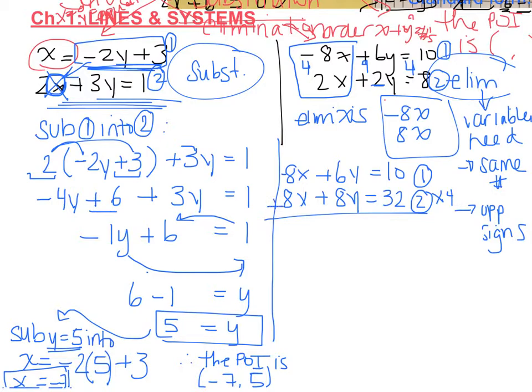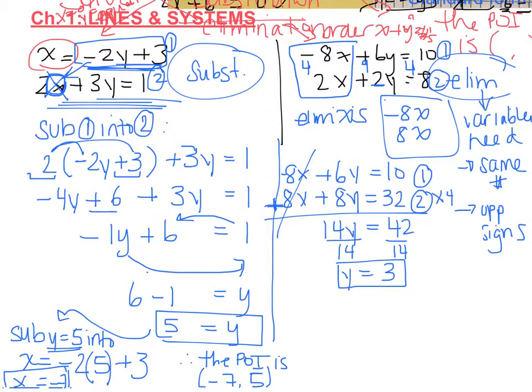Then I'm going to add the two equations together, because when we do elimination, we add those equations together. The 8x and the negative 8x are going to cancel. There's not going to be any x's left because they're equal in number and opposite in sign. We're going to have 6 plus 8 is 14y equal to 42. So just dividing by 14 is going to give us the value of y. y is equal to 3. That's the y coordinate of the point of intersection.